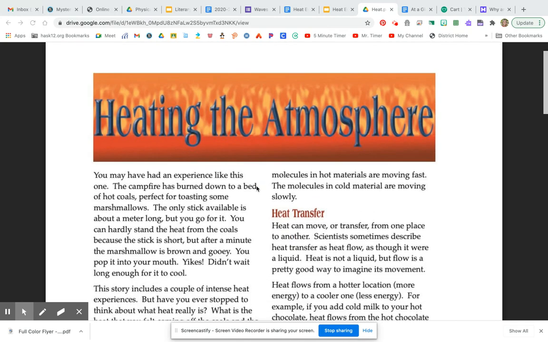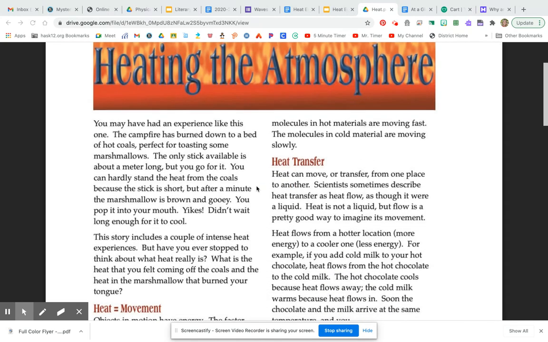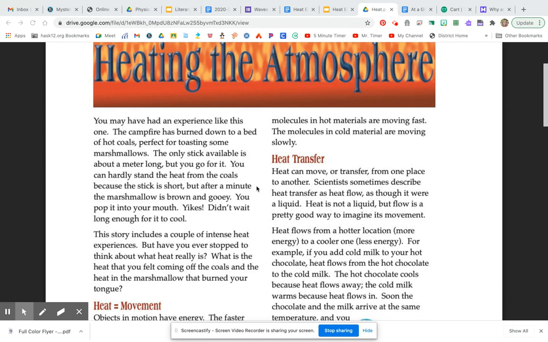You may have had an experience like this one. The campfire has burned down to a bed of hot coals, perfect for toasting some marshmallows. The only stick available is about a meter long, but you go for it. You can hardly stand the heat from the coals because the stick is so short. But after a minute, the marshmallow is brown and gooey. You pop it into your mouth. Yikes! Didn't wait long enough for it to cool.